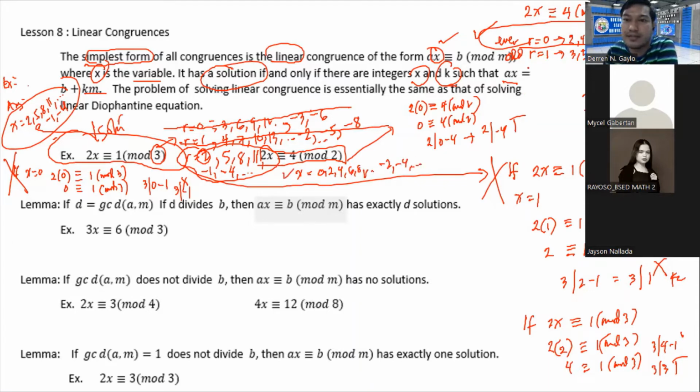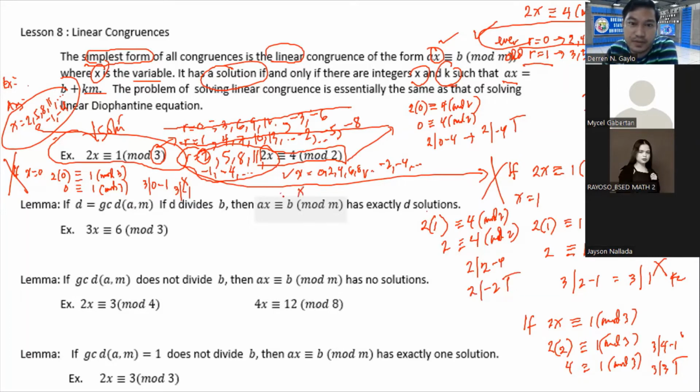How about if it is equal to 1? You have 2 times 1 congruent to 4 modulo 2. So you have 2 is congruent to 4 modulo 2. Is it true? So 2 minus 4 is negative 2. Does 2 divide negative 2? Check. So this is also true.